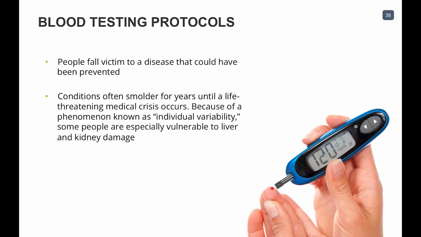Because of a phenomenon known as individual variability, some people are especially vulnerable to liver and kidney damage. Now, the good news is that a simple blood chemistry test can detect an underlying problem in time to take the corrective actions.